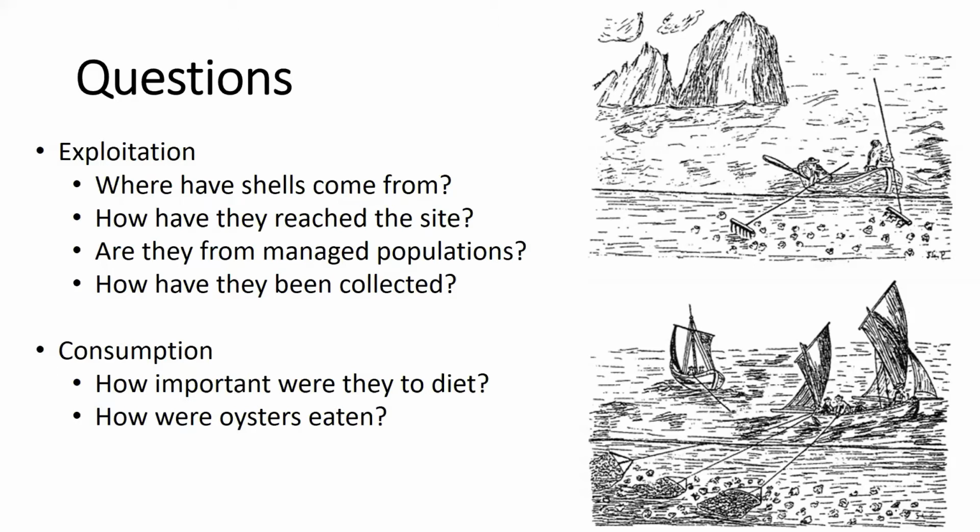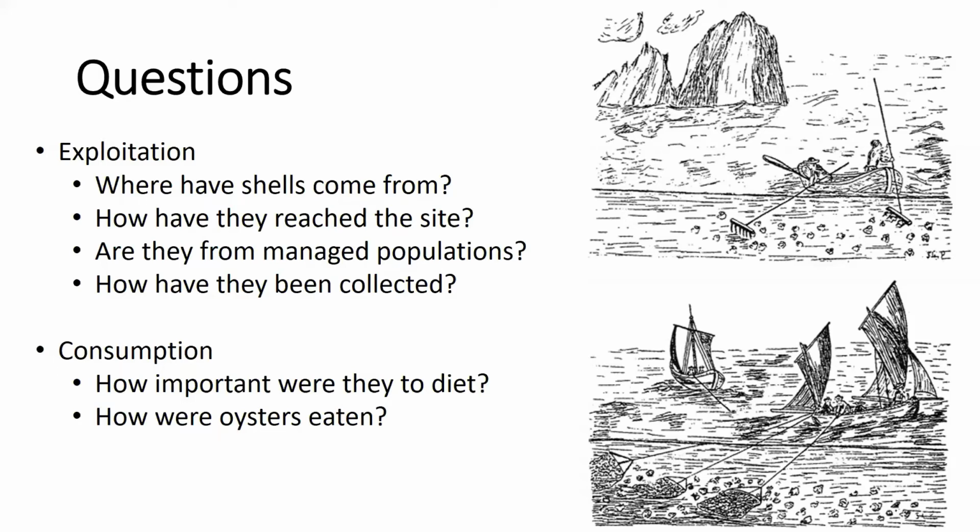Similarly, the consumption of the shells is important because we want to know the role they played in the diet of the people at the site. Is this something that they were eating a lot of? Is it a staple food, or is it perhaps a delicacy? And that ties in with how they are eating the oysters. Are they just throwing them into a stew? Are they eating them raw? And all this kind of evidence can be brought together to give us a picture of how people were living in the past.